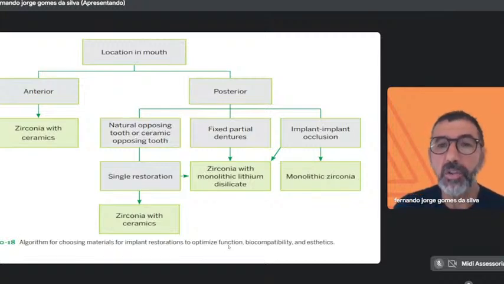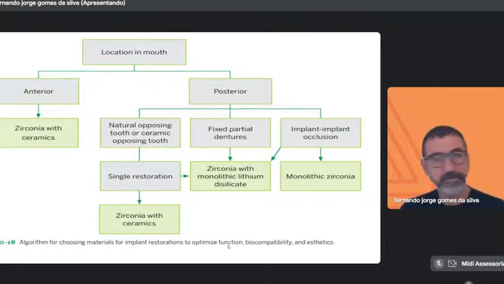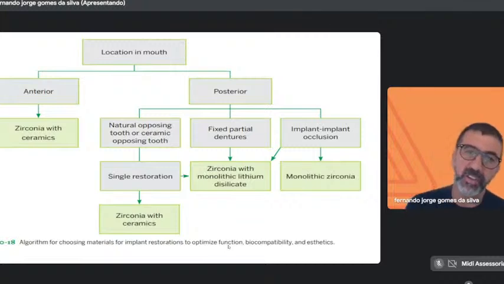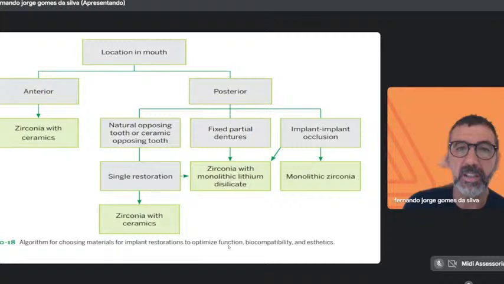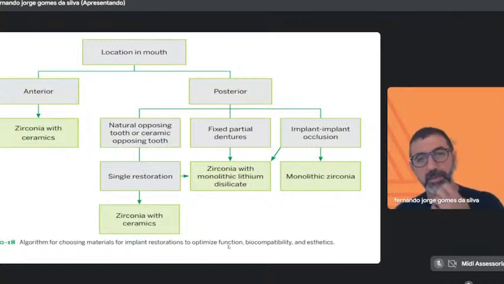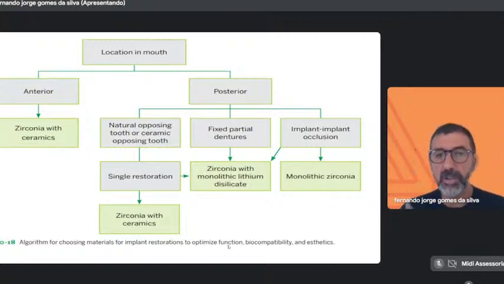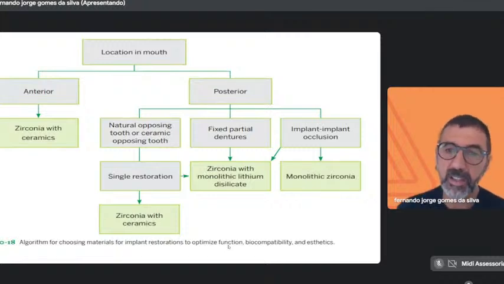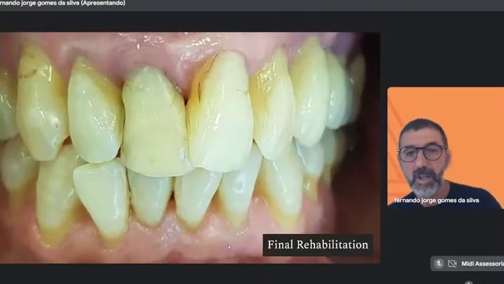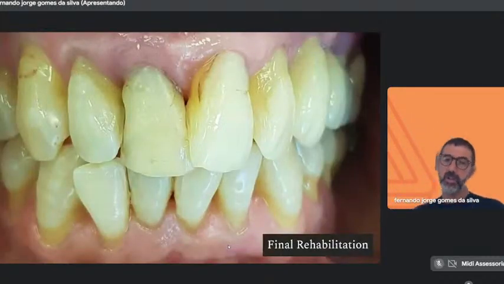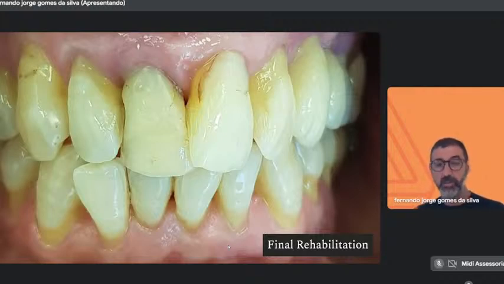So in the posterior region, we can make it depending on the occlusion, or if it's a single restoration or a total restoration, and the opposite tooth. We can do it with zirconia with ceramics, zirconia with monolithic lithium disilicate, or monolithic zirconia only. Now I will show some examples of this technique and its results.